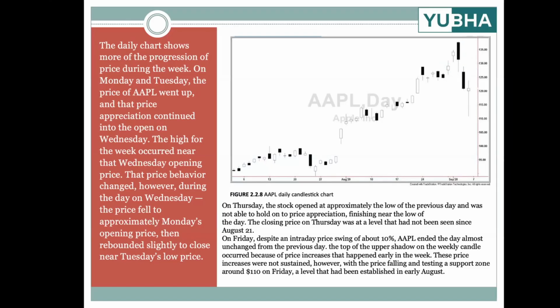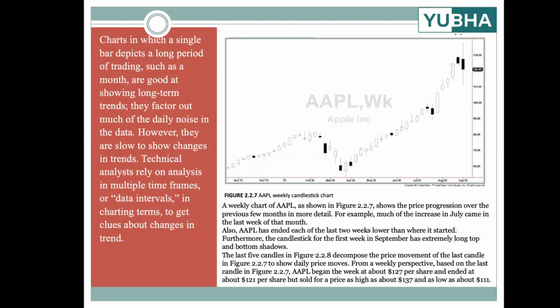So what we're seeing in the previous bar is the same thing. The price opened over here for the week, went up, went down, went up again, and closed somewhere over here. Okay, so if you look at the monthly charts, you look.